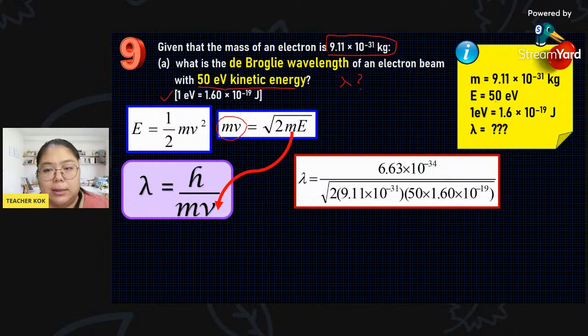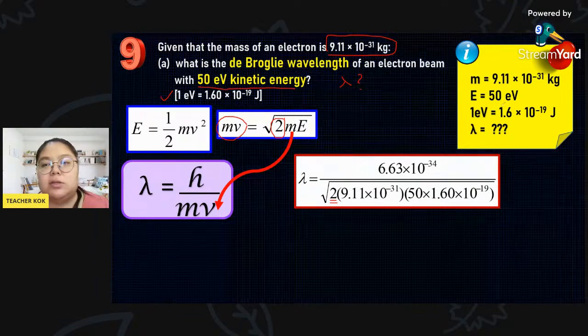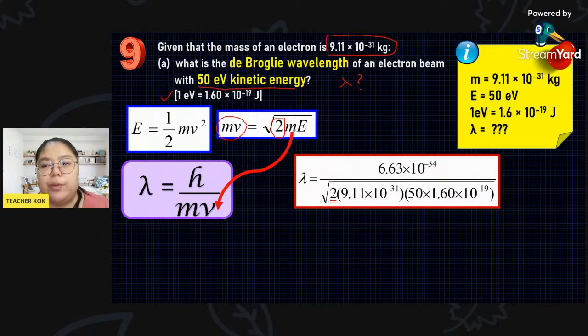h is Planck's constant. You apply it by yourself. Then the m is the mass. Don't forget there is a 2 here, so you must bring the 2 in. Then the mass of the electron. Then the capital E is what? Capital E is 50 eV. So I need to convert the eV to become the energy. So I take 50 multiplied by 1.6 times 10 power of negative 19.